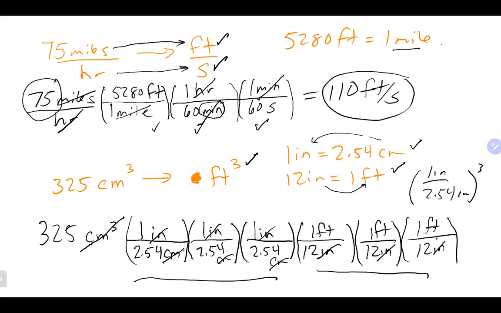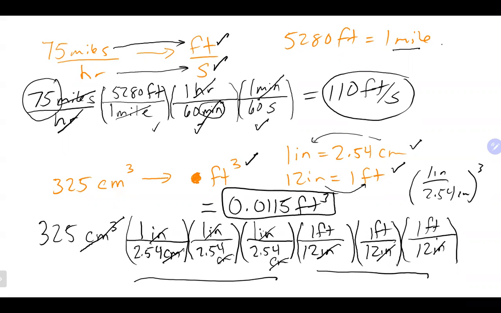So if we're going to do the math, we have 325 up there on top and everything else is dividing. So divide by 2.54, hit equals, divide by 2.54, hit equals, divide by 2.54, hit equals, divide by 12, hit equals, divide by 12, hit equals, and one last time, divide by 12 and hit equals. We end up with 0.0115 cubic feet in this case.